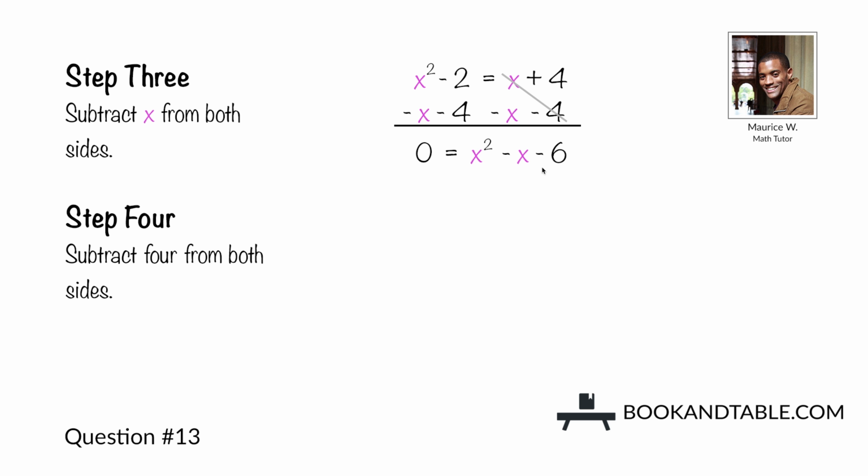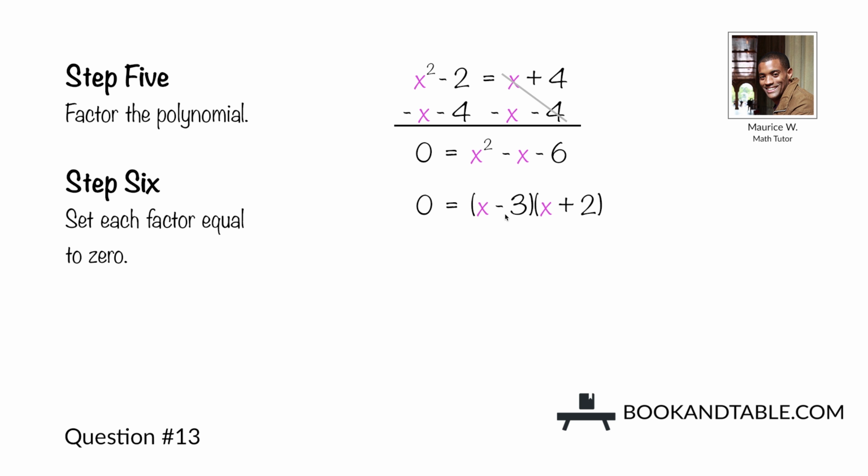And now we want to factor this polynomial. So what are the factors of negative 6 that have a sum of negative 1? That would be negative 3 and positive 2. So step 5, we factor the polynomial. And when we do so, we wind up with x minus 3 times x plus 2. Remember, we're looking for the factors of negative 6 that have a product of negative 6. Negative 3 times positive 2 is negative 6. And a sum of b, negative 1. Negative 3 plus 2 is negative 1. So this is the polynomial factored.